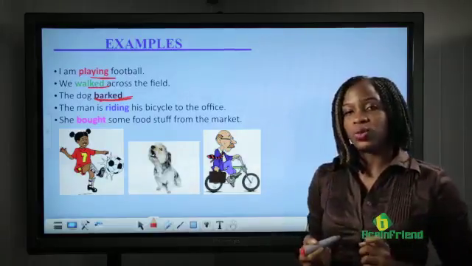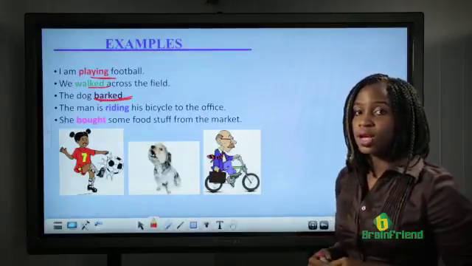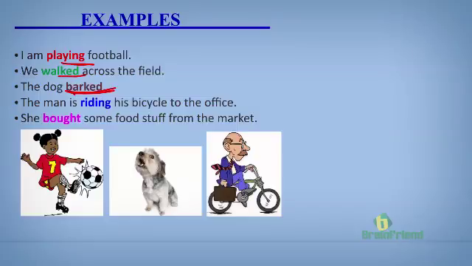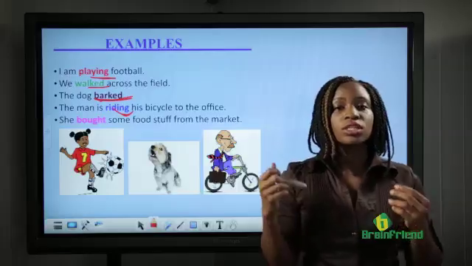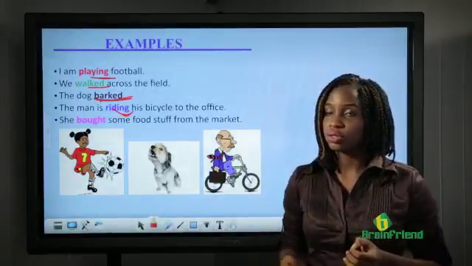The man is riding his bicycle to the office. What is he doing? He's riding. She bought some foodstuff from the market. We use verbs to describe our actions.